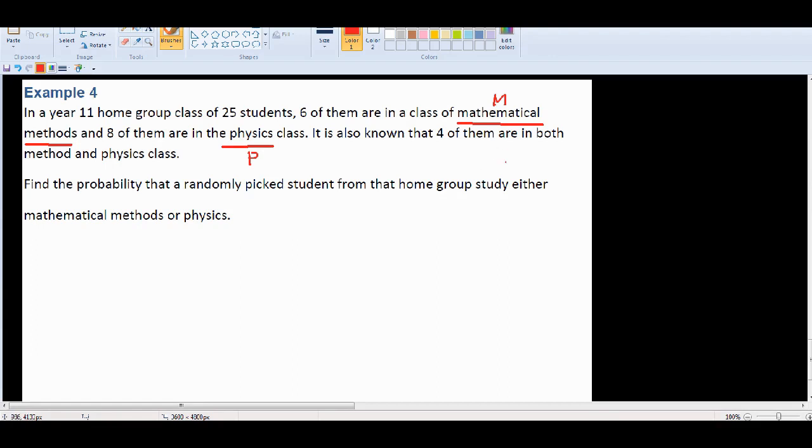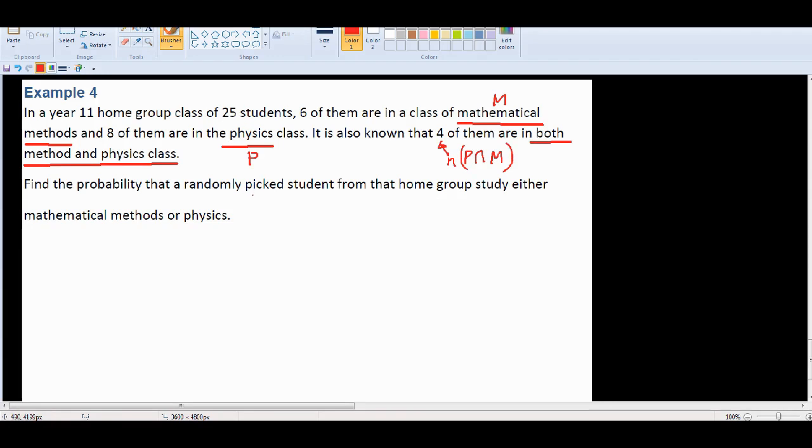Okay, 4 of them are in both methods and physics. So you need to interpret this very carefully. 4 of them in both methods and physics class. So what do we mean by this 4? This 4 means P and M, so P intersect M. That 4 means the number of students in both math class and physics class.